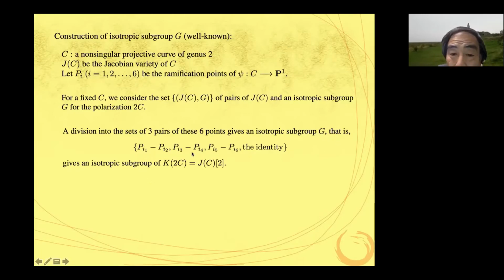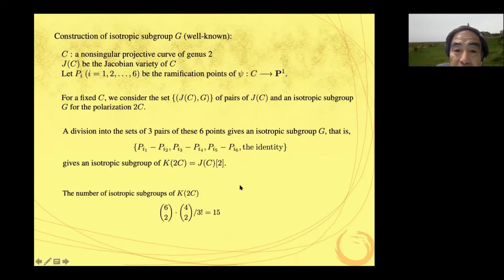This is an isotropic subgroup for this. So the number of isotropic subgroups of KC for a fixed curve C is given by: we choose 2 from 6 and multiply by choosing 2 from 4, and we need to consider permutation, so divided by 3 factorial, then it is 15. So anyway, we have 15 Richelot isogenies from one Jacobian variety.